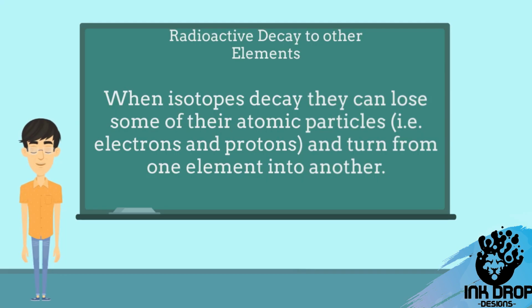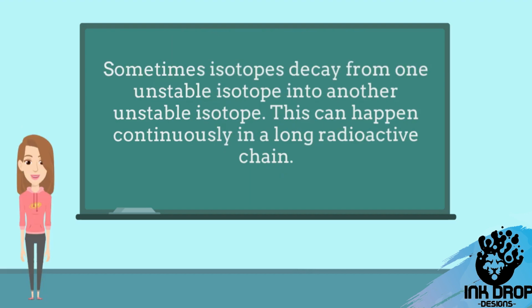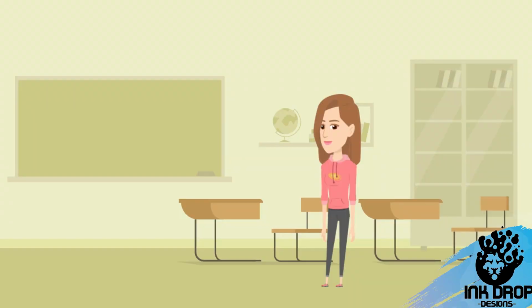Radioactive decay to other elements. When isotopes decay, they can lose some of their atomic particles, i.e. electrons and protons, and turn from one element into another. Sometimes isotopes decay from one unstable isotope into another unstable isotope. This can happen continuously in a long radioactive chain. Radioactive chain? OK, uranium-238. As it decays, it transforms through a number of elements including thorium, radium, francium, radon, polonium, and bismuth. It finally ends up as a stable isotope as the element lead.